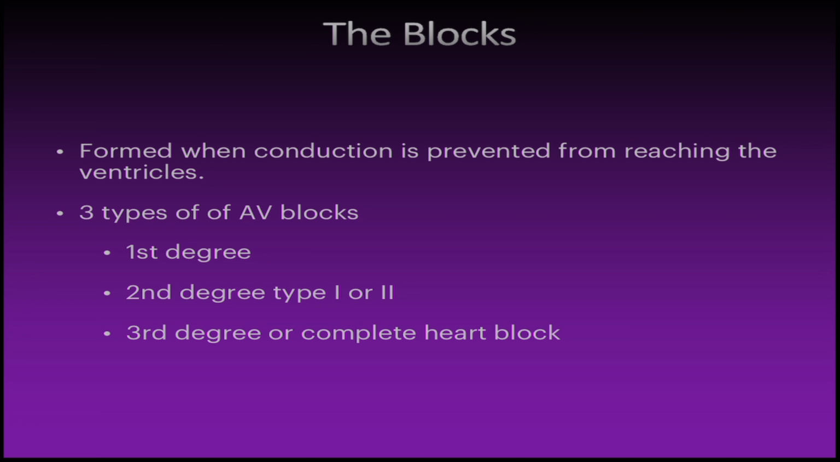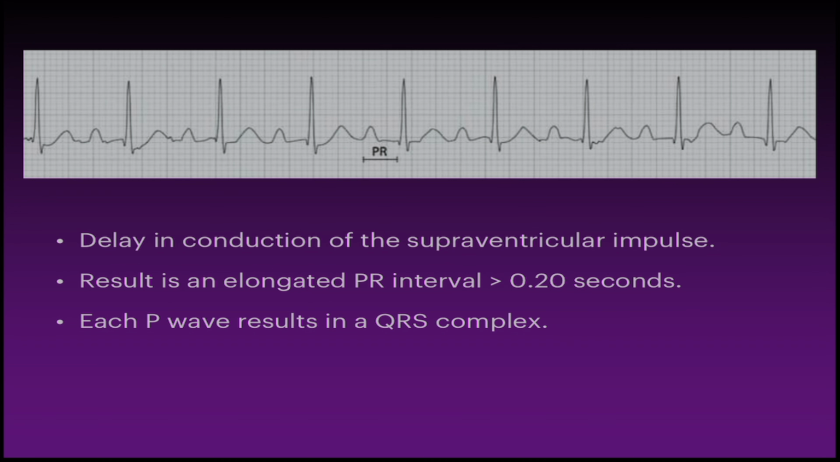There are 3 types of AV blocks that we're going to talk about today, and these are most commonly going to be associated with bradycardic rhythms. We have a first degree AV block, second degree type 1 or type 2, and then we have a third degree, which is also referred to as a complete heart block. So let's start with a first degree heart block.